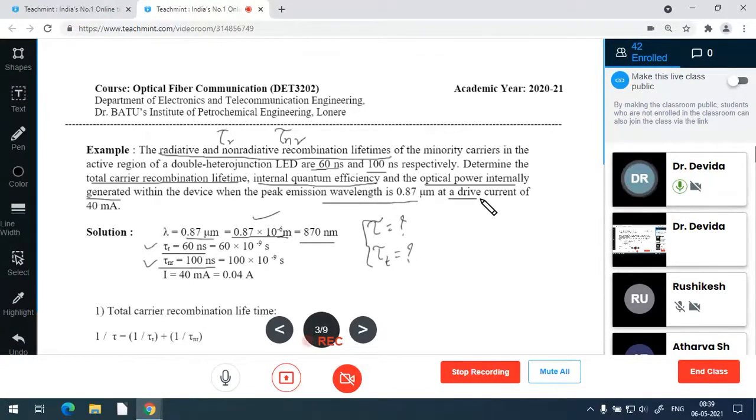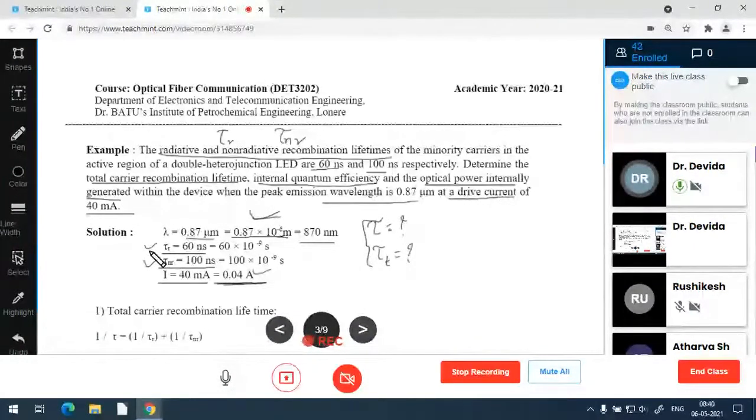And the drive current is 40 milliampere, that is 0.04 ampere. You take in calculation ampere, 0.04. What are the data given? Lambda is 0.87 micrometer. We take into calculation 0.87 × 10^-6.